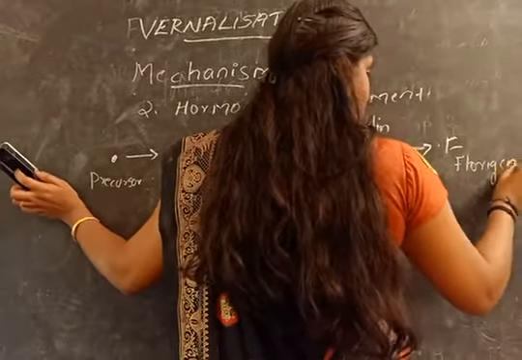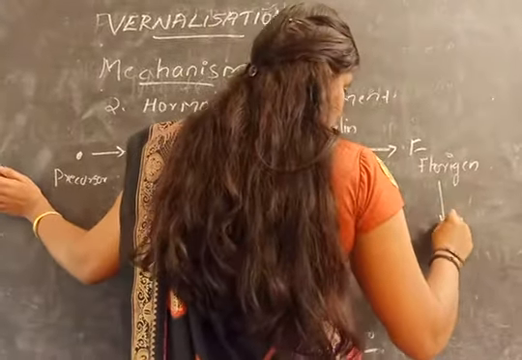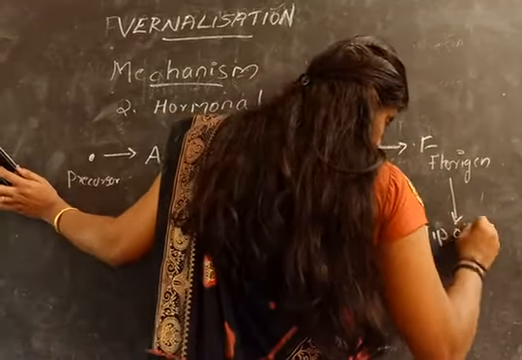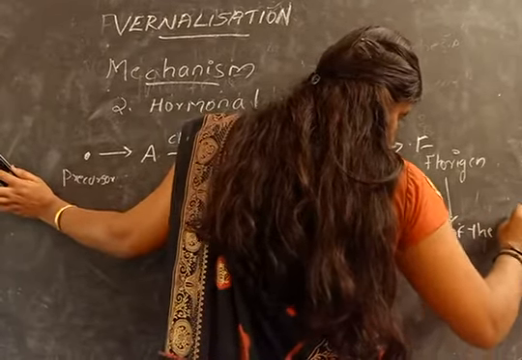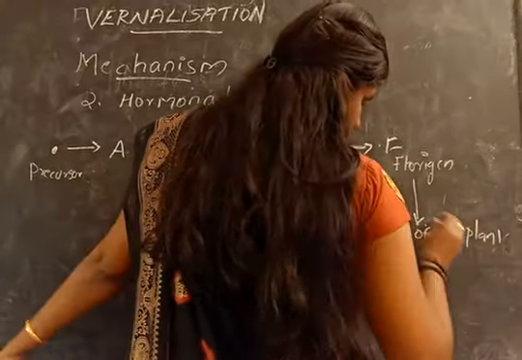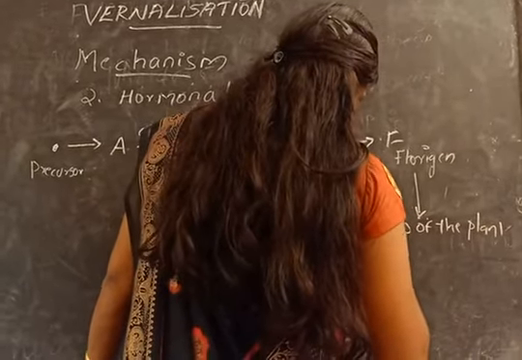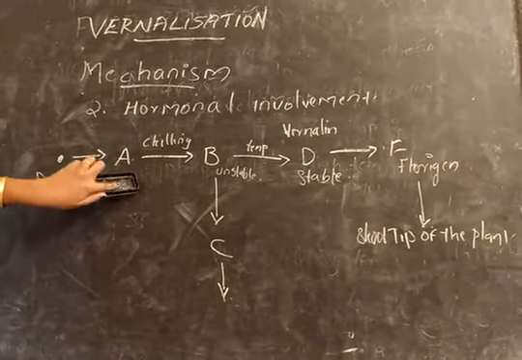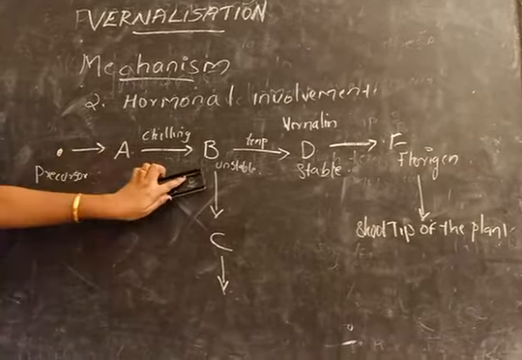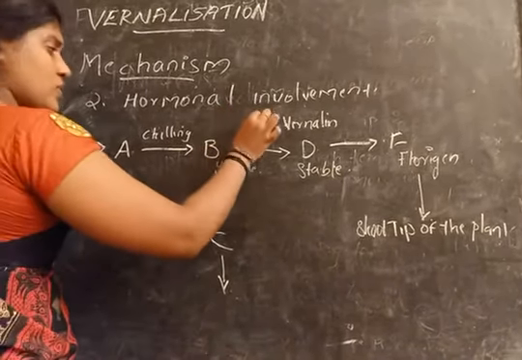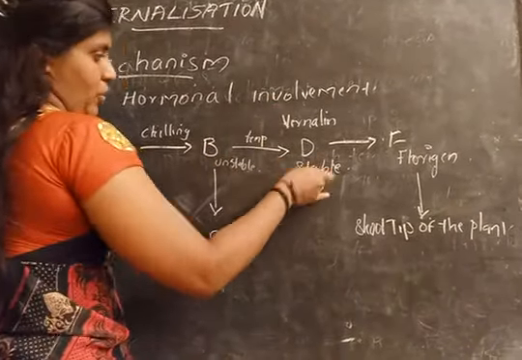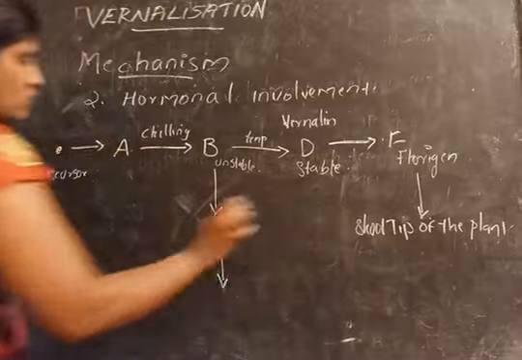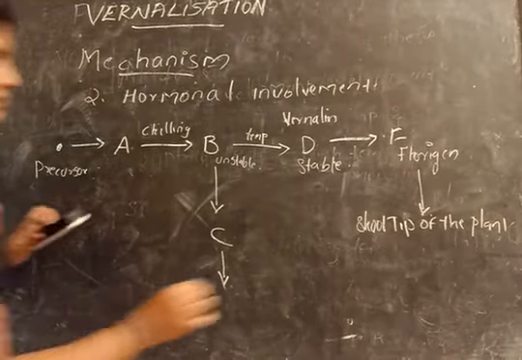Florigen is the hormone which is responsible for flowering, and this florigen is transported to the shoot tip of the plant. So from a precursor molecule, a substance A is formed, and under chilling, the A is converted to an unstable compound called B. At suitable temperature, the B is converted to a stable compound called D, also called vernalin, and this vernalin is converted to florigen, and florigen is transported to the plant tip for flowering.